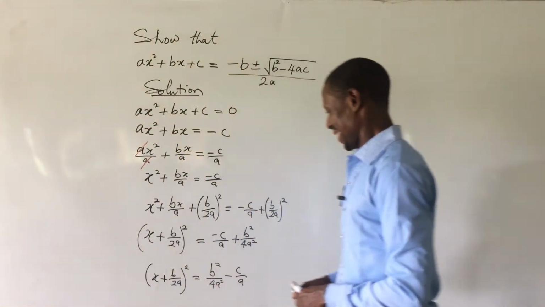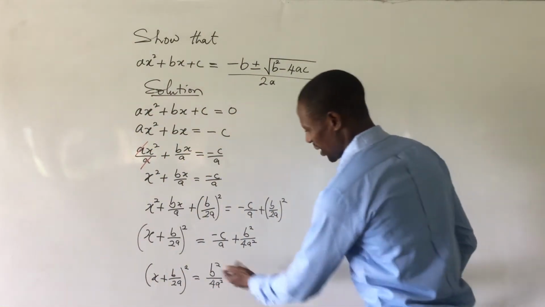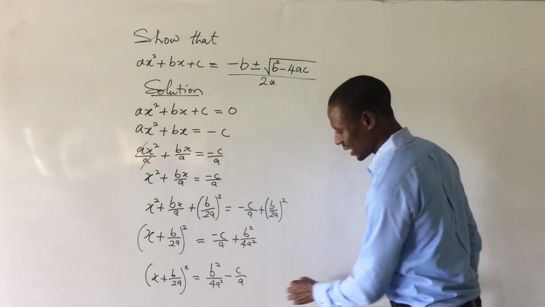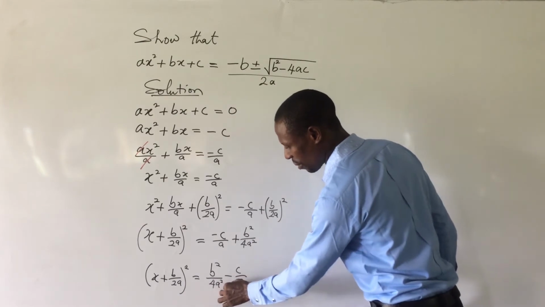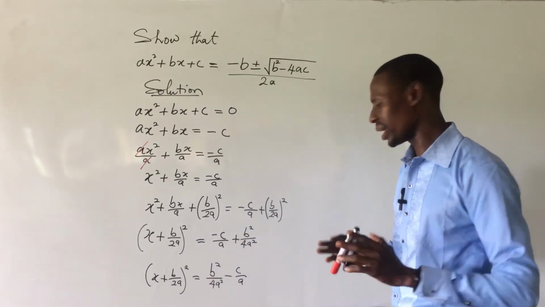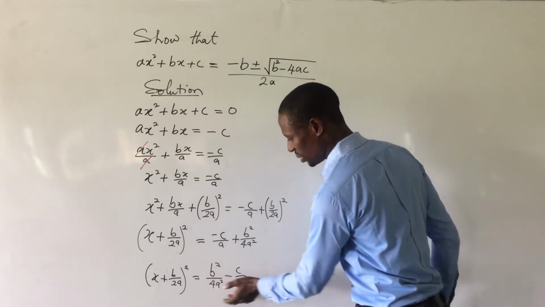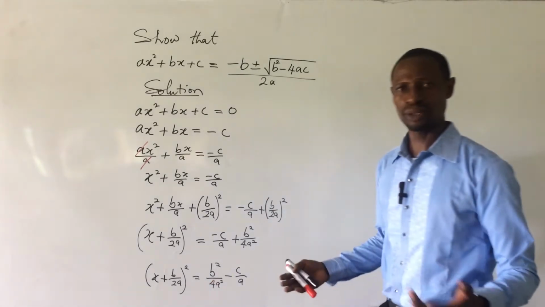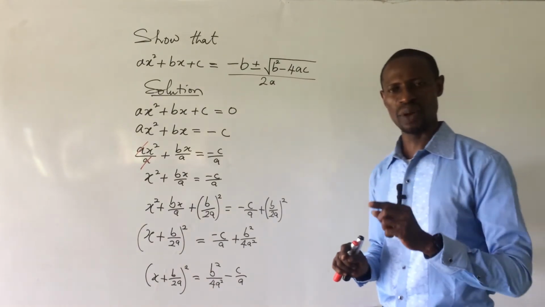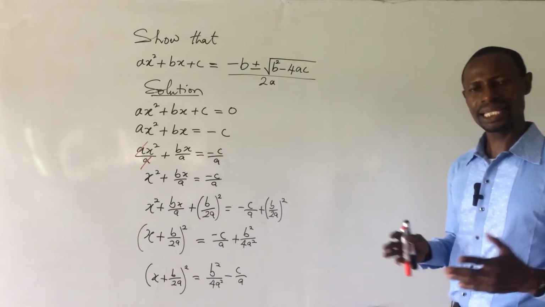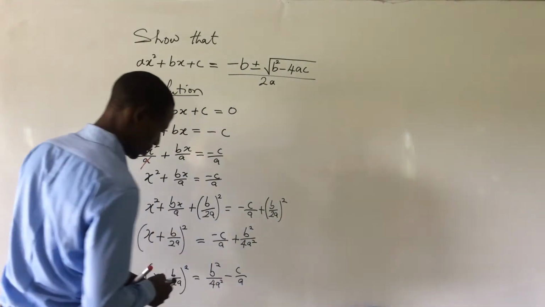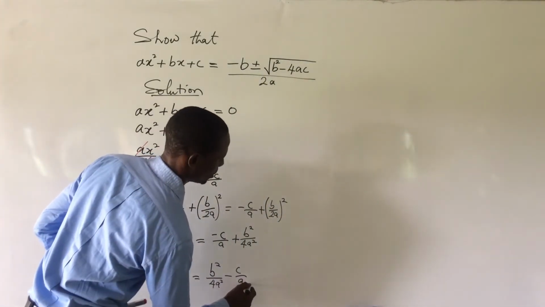Correct. Here, we cannot subtract c from b squared. Neither can we subtract a from 4a squared. Before we can carry out any operation here, we have to make sure the denominators are the same. And how do we achieve that? By looking for the LCM of 4a squared and a. And the LCM is 4a squared. So this leads us to the next stage.